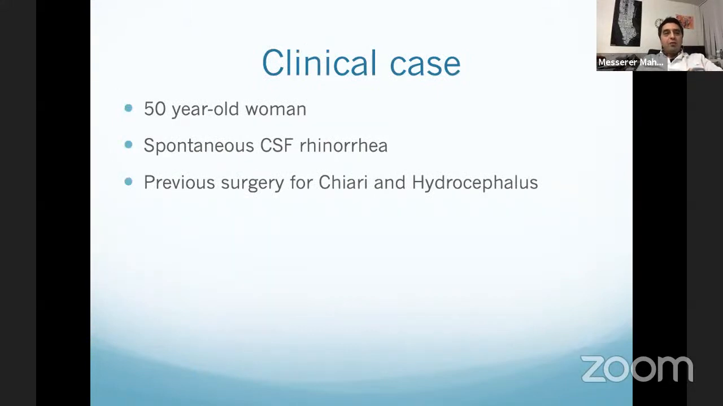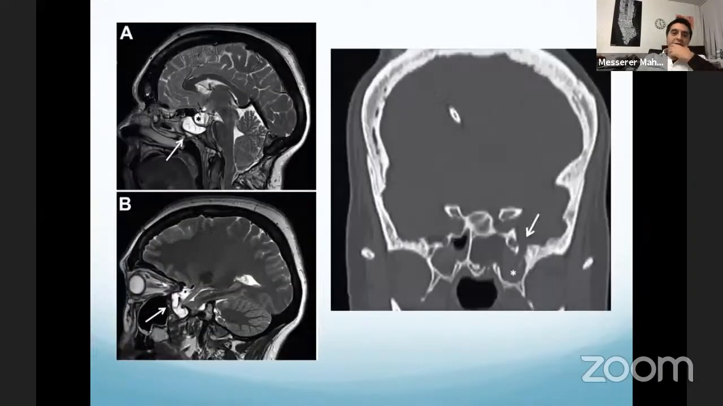I want to share with you some cases. This is a 50-year-old woman. She came for spontaneous CSF rhinorrhea. She had previous surgery for Chiari malformation and hydrocephalus. For this rhinorrhea, we did an MRI, and we can see here in the sphenoid sinus the CSF leakage, and in the lateral recess, we can see here the encephalocele. And in the coronal CT scan, we can see clearly the defect.